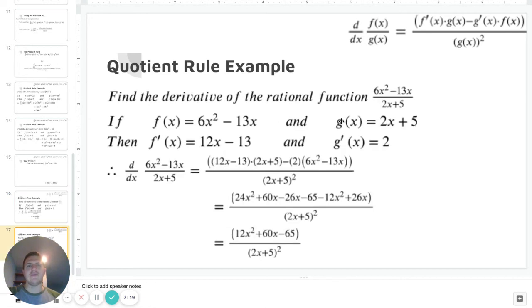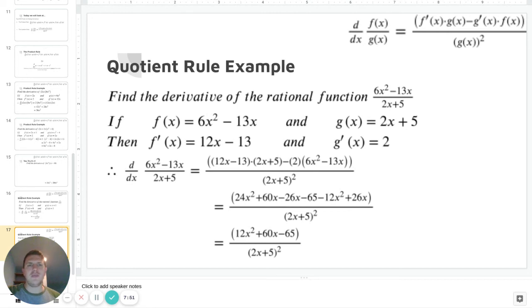But what if we have an even bigger example, like we do right here? Let's say we have the derivative of the function 6x squared minus 13x divided by 2x plus 5. With this one, we're still going to use this formula up here for the quotient rule. We say the numerator is f of x, the denominator is g of x, and we find the derivatives. So 6x squared minus 13x becomes, when we take the derivative, 12x minus 13. And then the derivative of the denominator is going to give me 2.